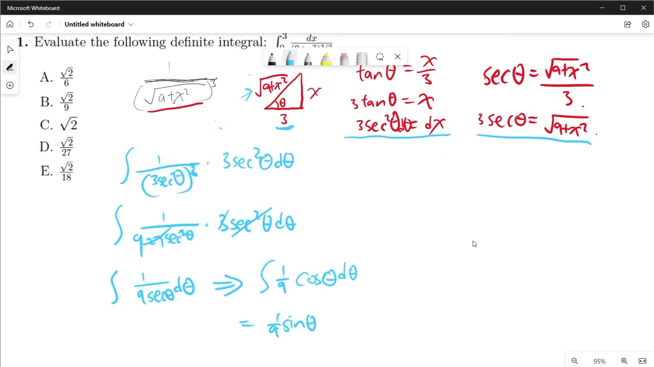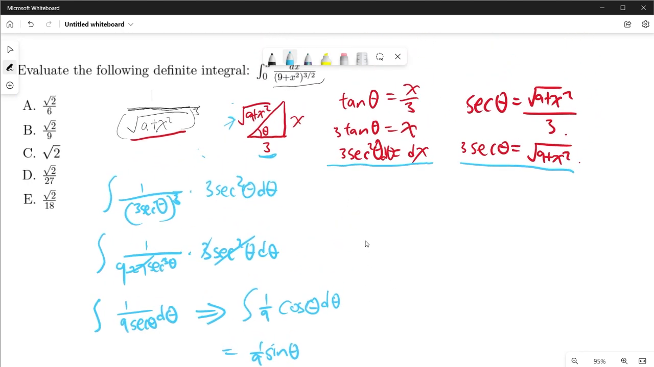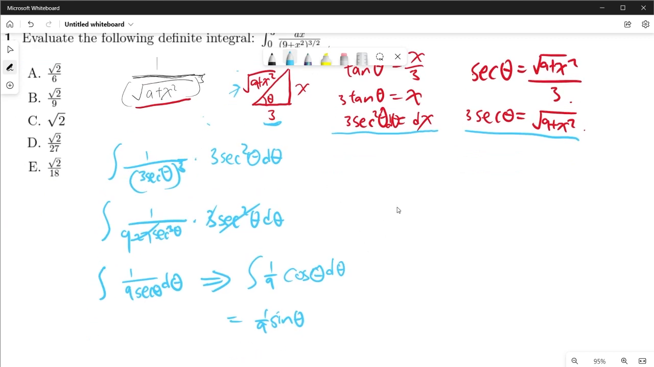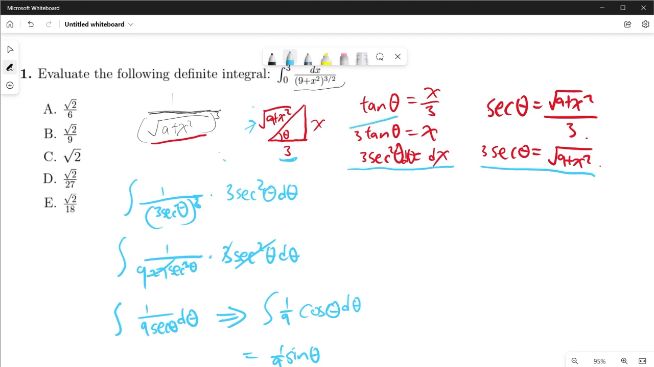In this case, I usually want to convert theta back to x, but if I convert the sine theta, it will be pretty complicated. It will be x over a square root. So in that case, I will convert the limits of integration to theta. We can use the tangent up here. Tangent theta: at what angle would I have 0, and at what angle would I have 1?